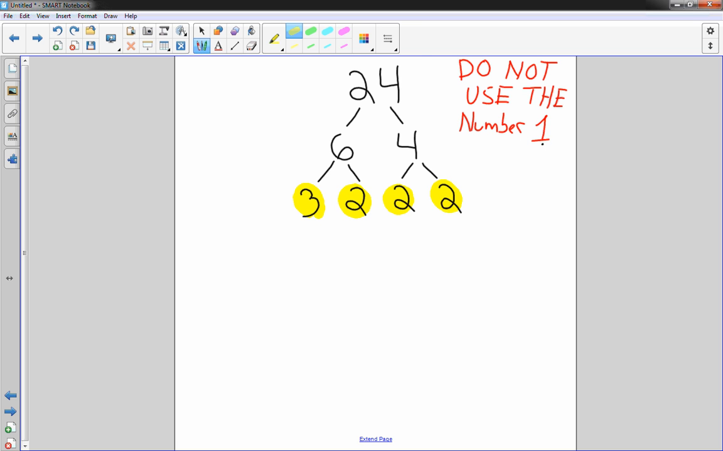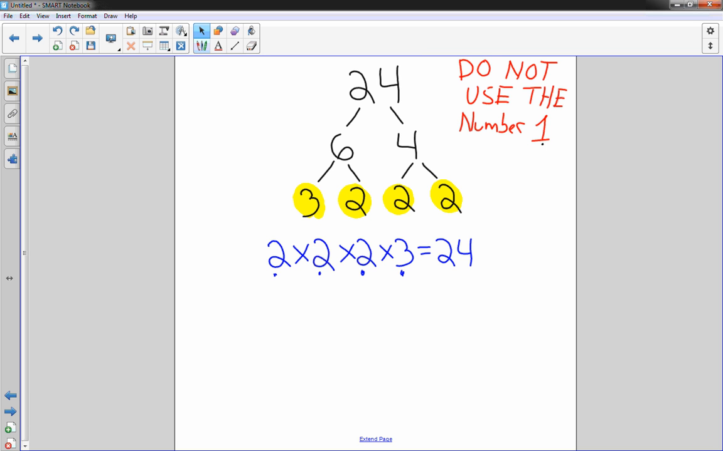And I'm just going to write them in order. 2 times 2 times 2 times 3 equals 24. So I got 2 times 2 is 4, 4 times 2 is 8, and 8 times 3 is 24. And that's prime factorization. We have learned in class to use something called exponents.